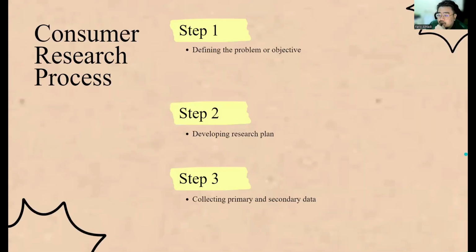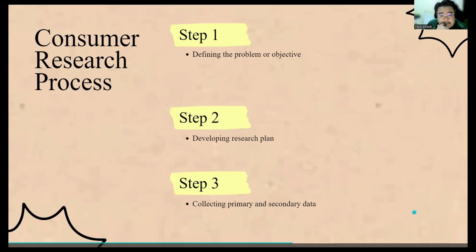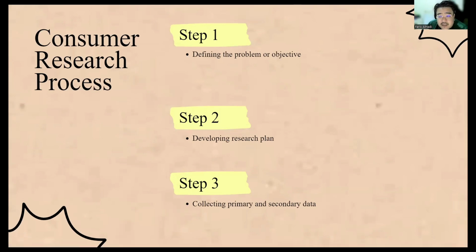So next, let's walk through the consumer research process. This process allows us to set structured steps that ensure the data collected is reliable and actionable. The first step is defining the problem or objective. We begin by identifying the core issues or questions the research needs to address, for example, why are sales decreasing or what influences customer satisfaction. From here, you can set up and discuss what you need to solve this problem.